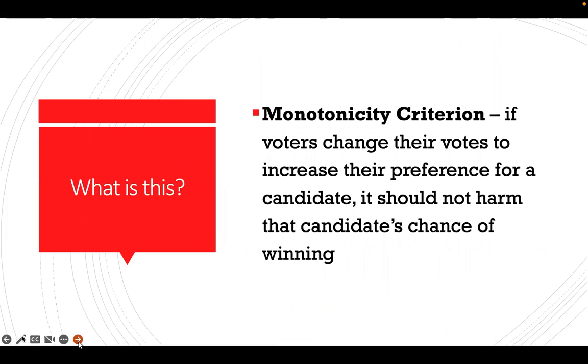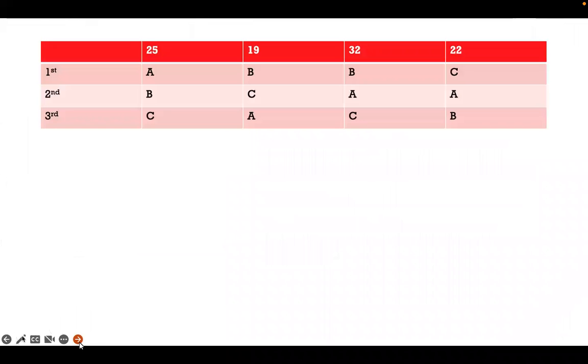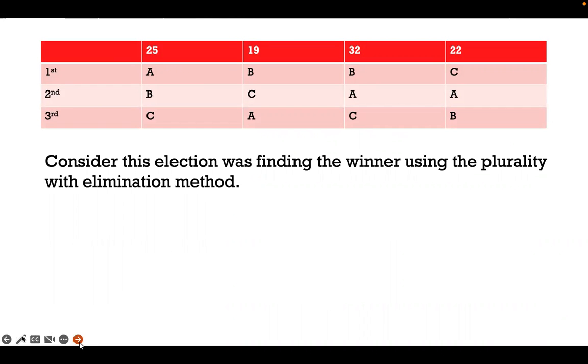Meaning if we have a vote and it's done and candidate A wins, and then something happens and we change votes, candidate A should still win. If they don't, we have violated the monotonicity criterion. Okay, so let's do a quick example. Let's consider this election was finding the winner using the plurality with elimination method.